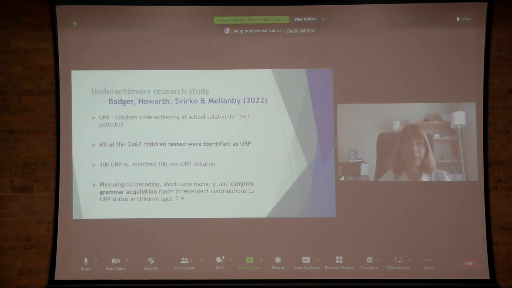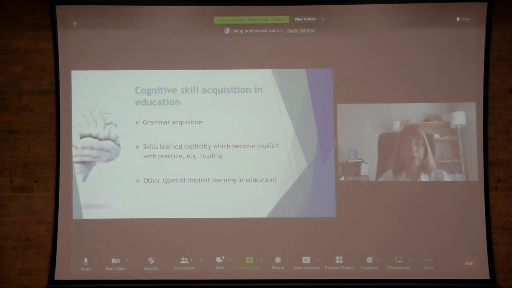Now, in one study with Julia Badger, we tested over 2,000 children and identified 6% of them as underachievers. And the group of underachievers was a very similar group to the children who were not underachieving. Underachievers had poorer phonological decoding, poorer short-term memory, and also poorer complex grammar acquisition. So from that, researchers concluded that complex grammar acquisition is one of the factors that contributes to underachievement in school. So I hope I was able to demonstrate for you that grammar acquisition is important in education.